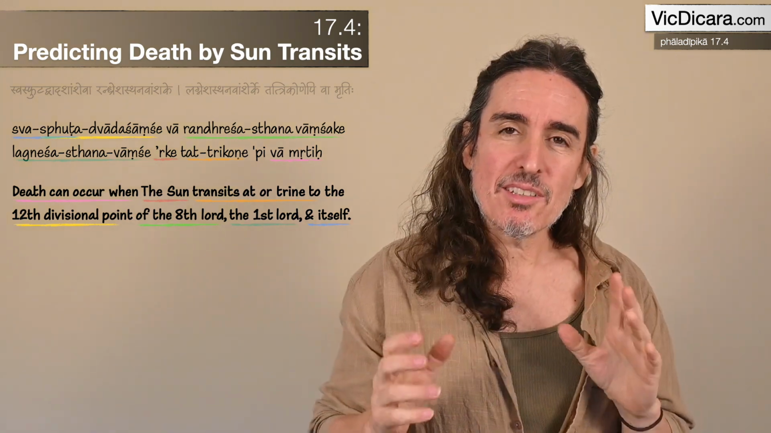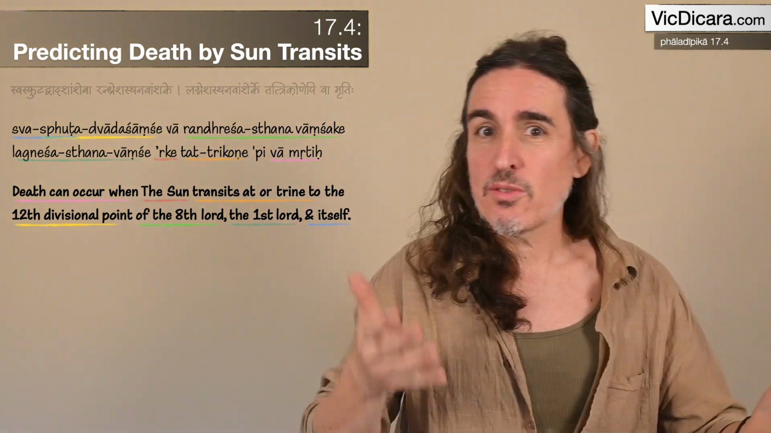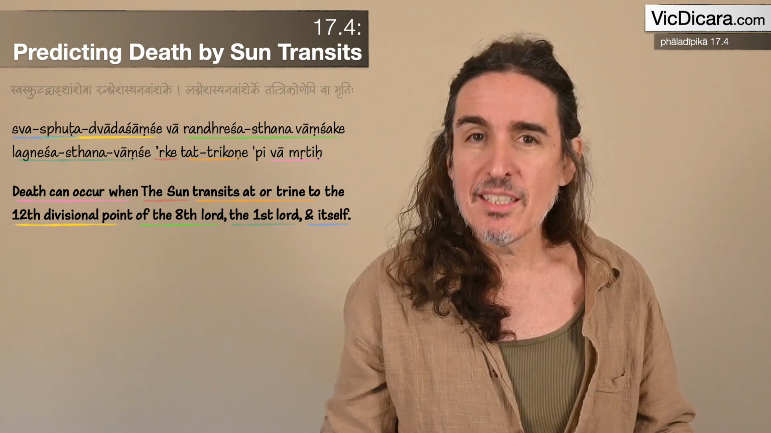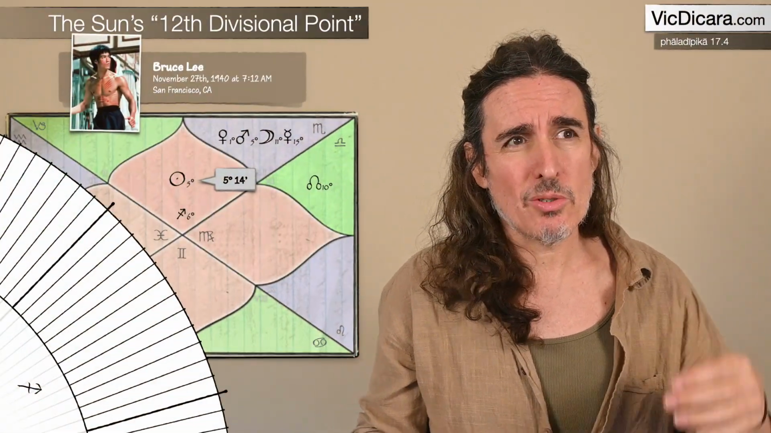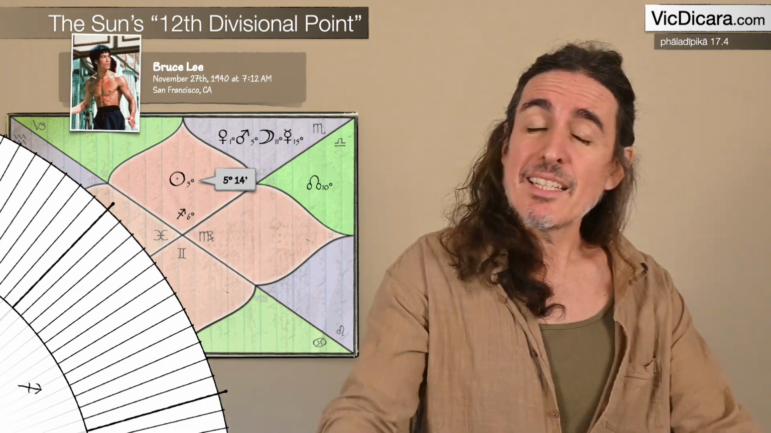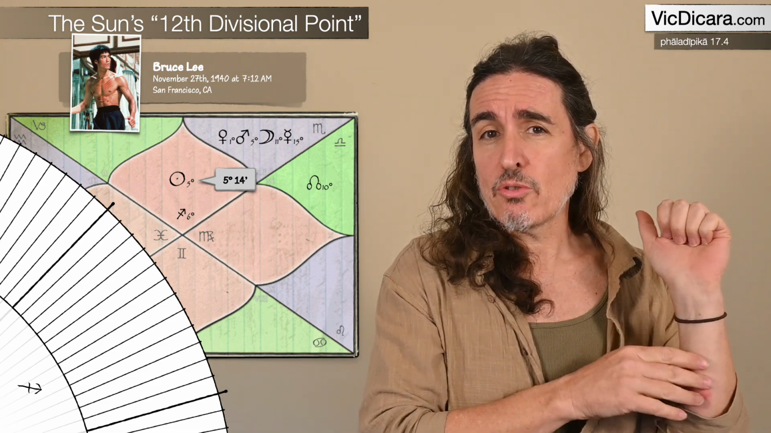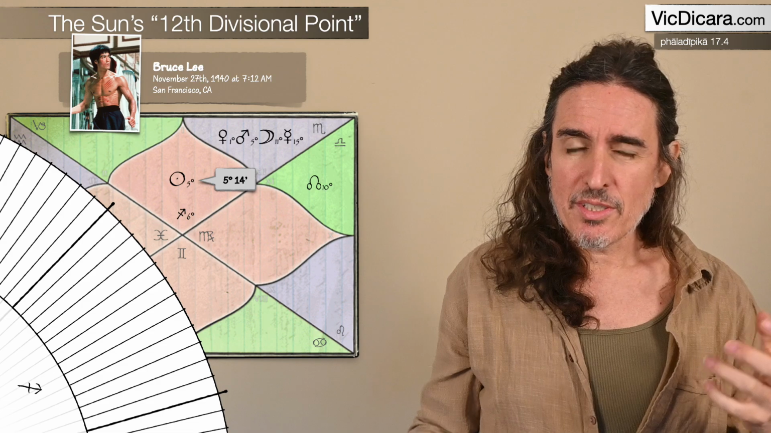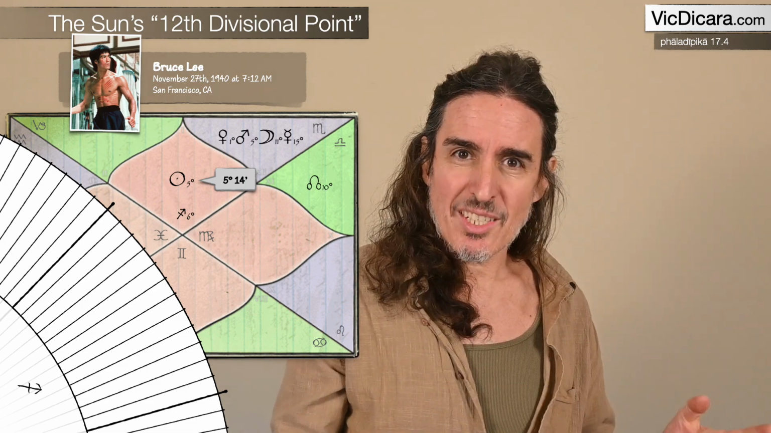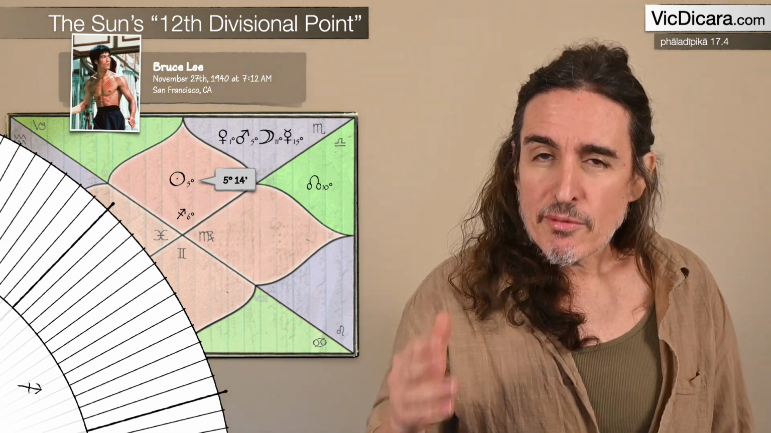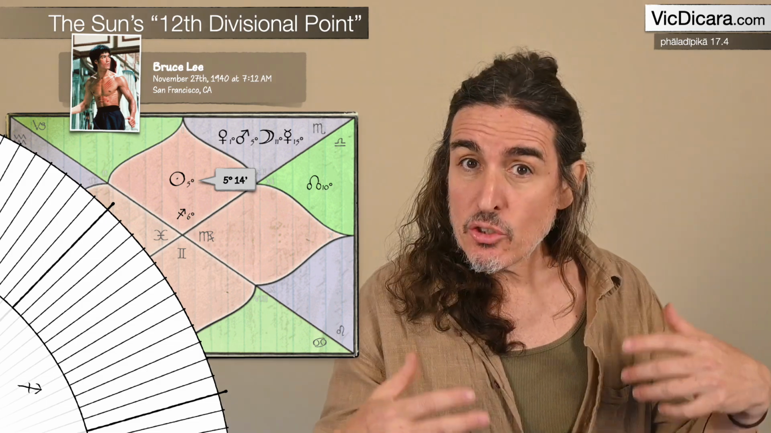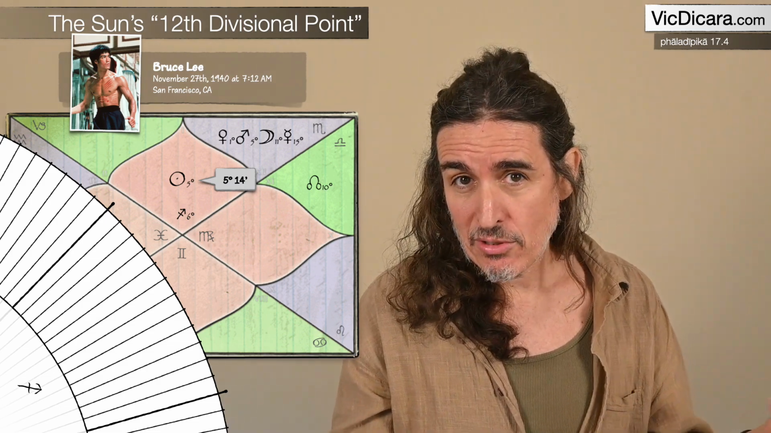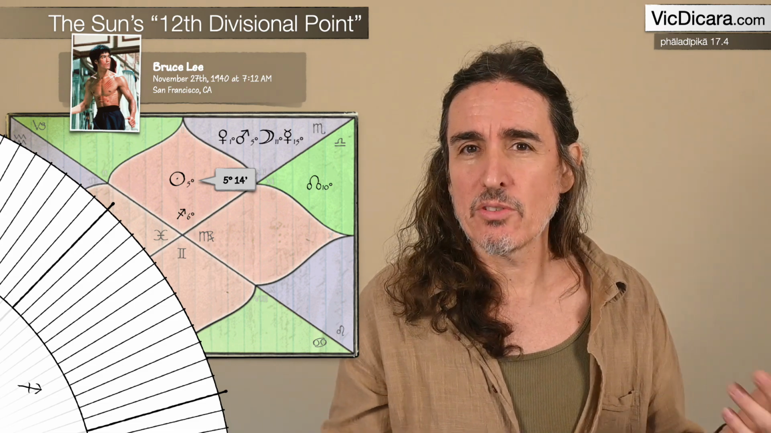So the first thing we need to learn to do is to find a 12th divisional position of something. So let's start with the sun's own 12th divisional position, and let's use Bruce Lee as an example. Continuing from the previous video where we looked at the Jupiter death transits, we used his chart there as well, so it's good to stick with it. Bruce Lee's sun is at 5 degrees and 14 minutes of Sagittarius. Each 12th of a sign is 2.5 degrees long. If you divide 30 by 12, it's 2.5.